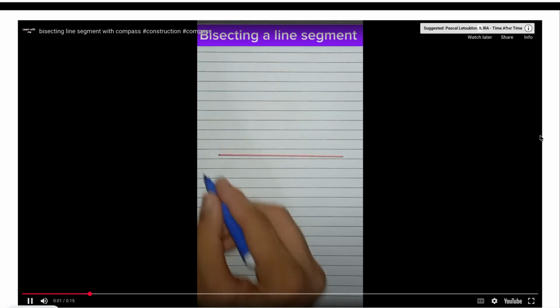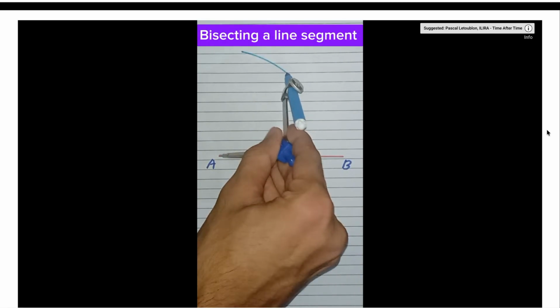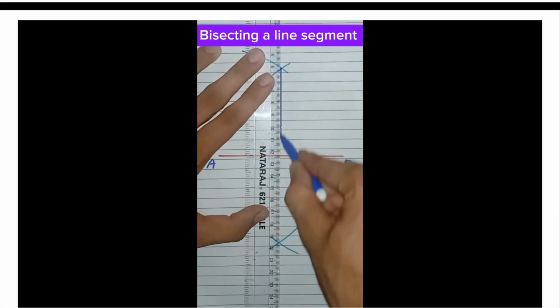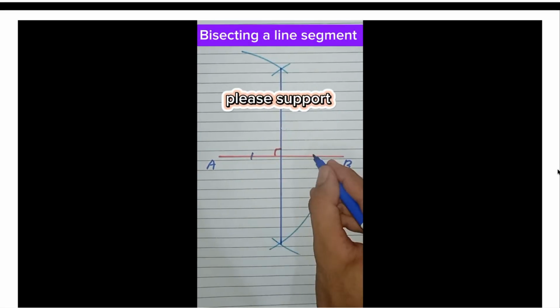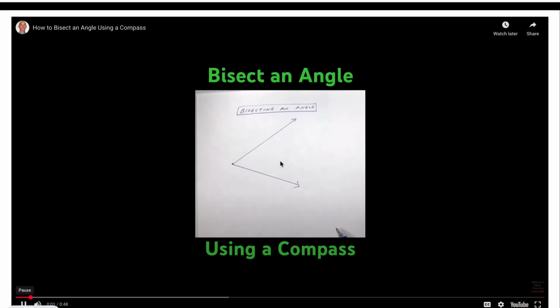Let's watch it again. We have our line segment. Open your protractor to any measurement. Connect your lines. Bisecting a line segment. Okay, we're also going to see how to bisect an angle as well.